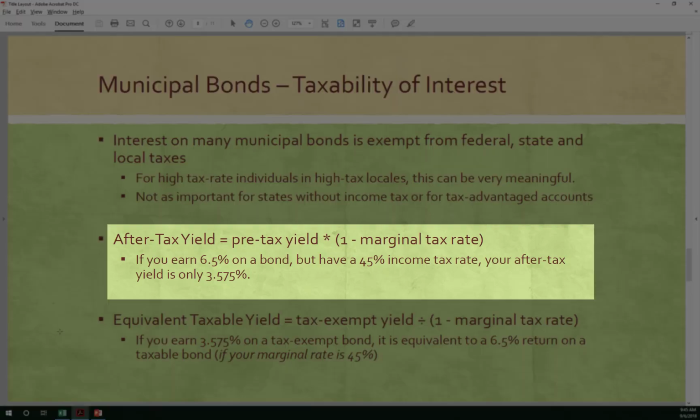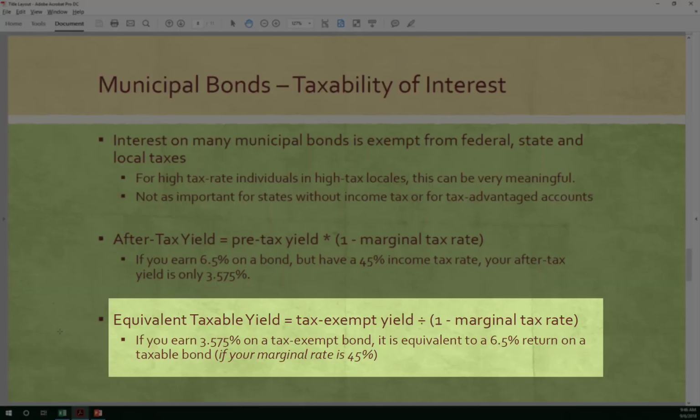It's just going to be equal to the pre-tax yield on a bond multiplied by 1 minus the marginal tax rate. So for instance, if we earn 6.5% on a bond and we have a 45% combined marginal tax rate, so that's state, federal, and local. If our marginal tax rate is 45%, our after-tax yield is going to be 6.5% times 1 minus 45%. So we're going to multiply that times 0.55, and the result would be 3.575. That's our after-tax yield on the bonds. That's what we really get to spend. And so that's what we're really going to care about, the 3.575.